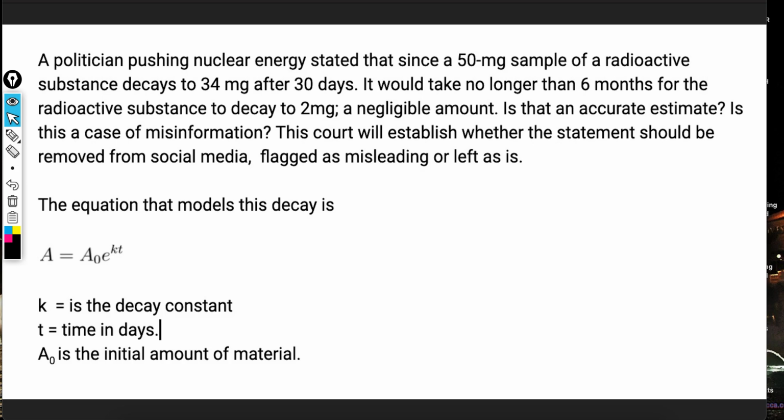Okay, let's get into it. So first things first, when we're using this formula right here, A equals A sub 0, e to the kt, we need to understand a couple things. Also, I want to apologize for any background sound.